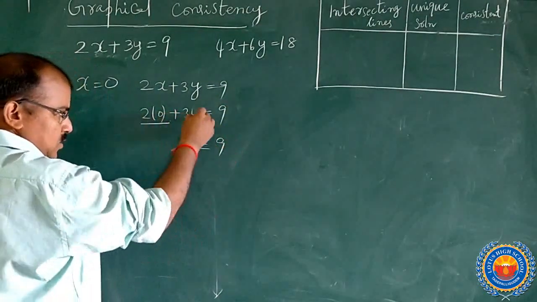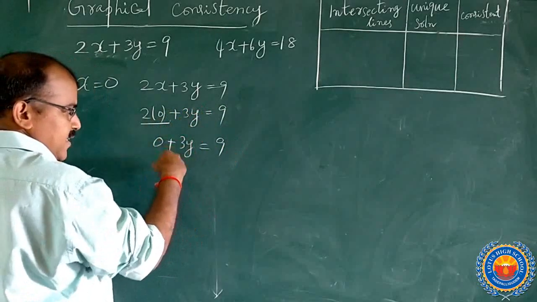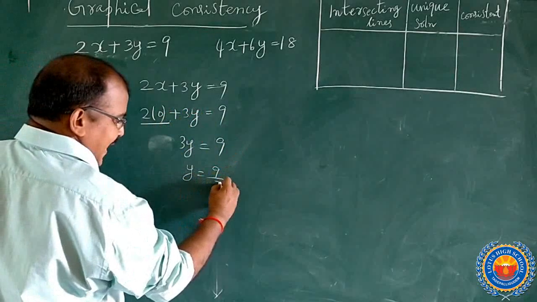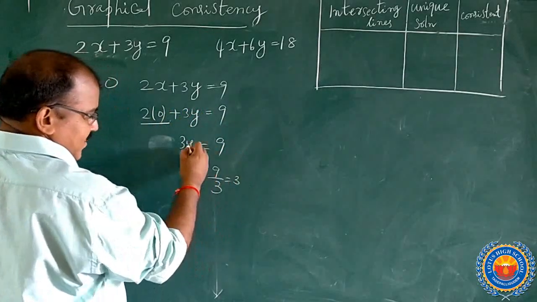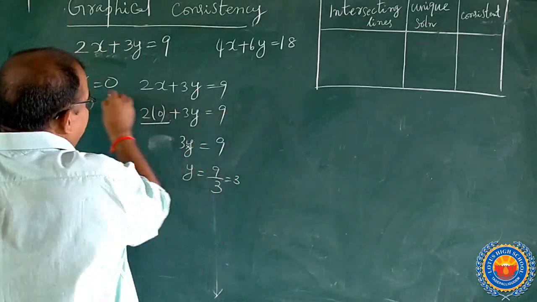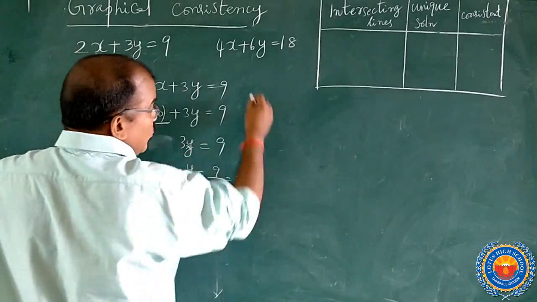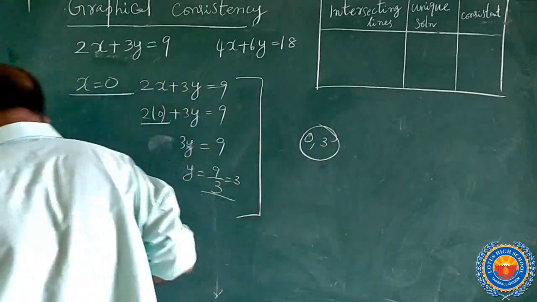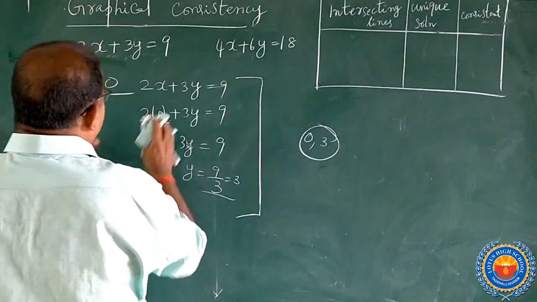Already 2 into 0 is 0. That's what I have written: 0 plus 3y is equal to 9. That is nothing but 3y is equal to 9, so y is equal to 9 by 3, which is 3. So x is equal to 0, y is equal to 3. This is the first one.